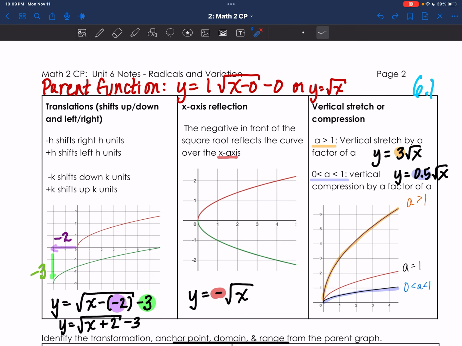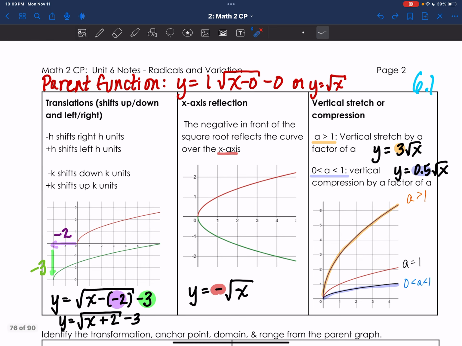Go ahead and get this information down. Again, translations: if h is negative, you go right. If h is positive, you shift left. If you notice, I started here, I went left 2, and then I went down 3, and I ended up here. So I just rewrote this here from the graph.